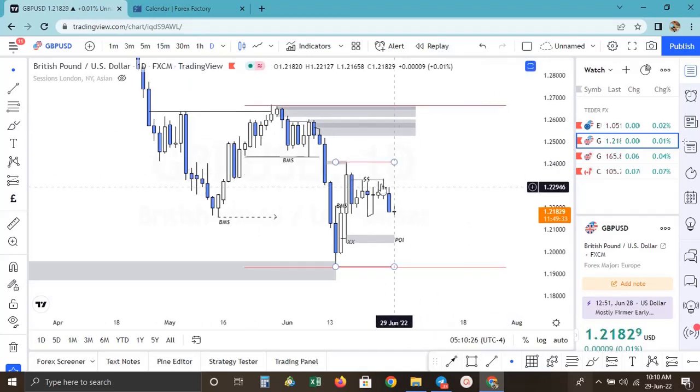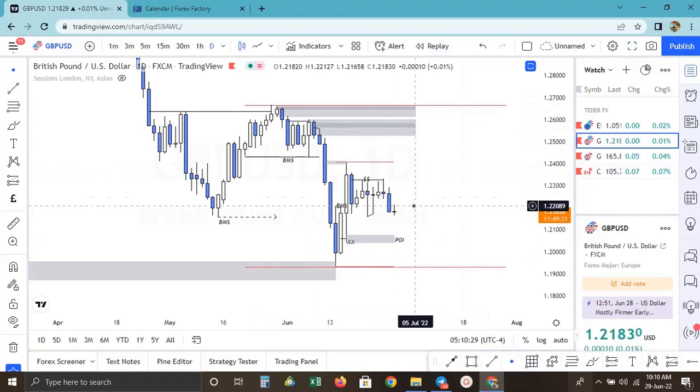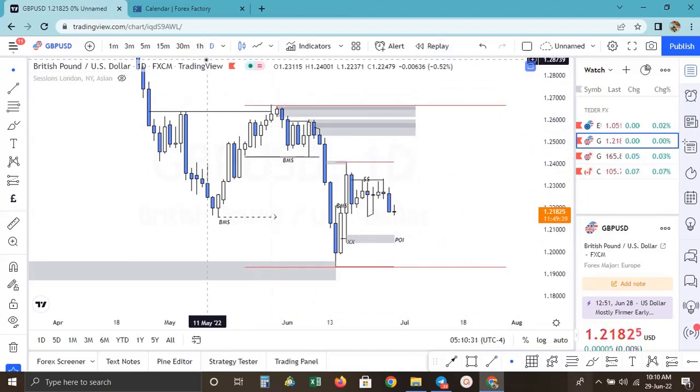So probably this is what I'm anticipating on the daily time frame. So I'm going to take us, guys, to the 1 hour time frame where I'm looking to have my trading idea for the day, right? For the day. So let's go to the 1 hour time frame.